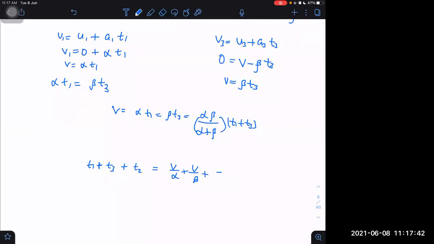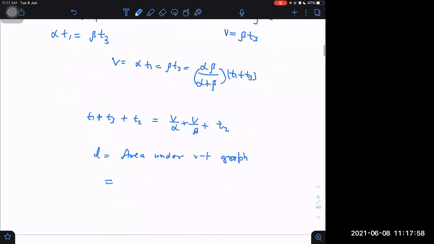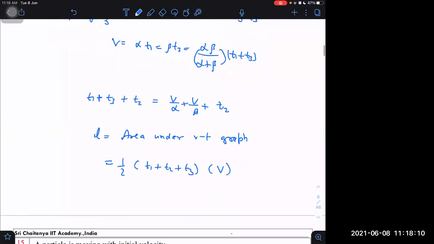What is the distance covered? Distance covered is equal to L. L is equal to the area under the VT graph. What is the area under the VT graph? That is half of the sum of parallel sides. One side is T1 plus T2 plus T3 and the other side is just T2, into the distance between the sides, that is V. You know the area of a trapezium?